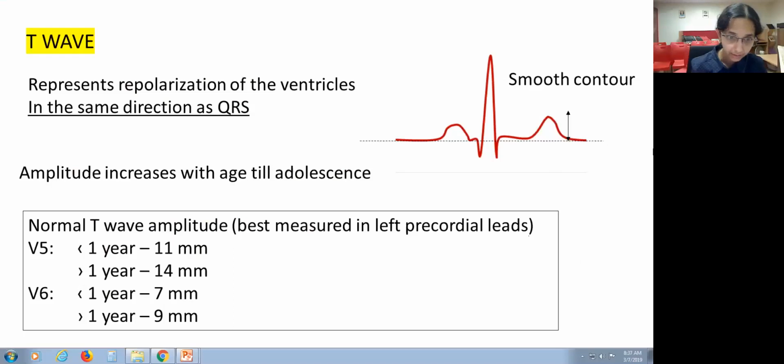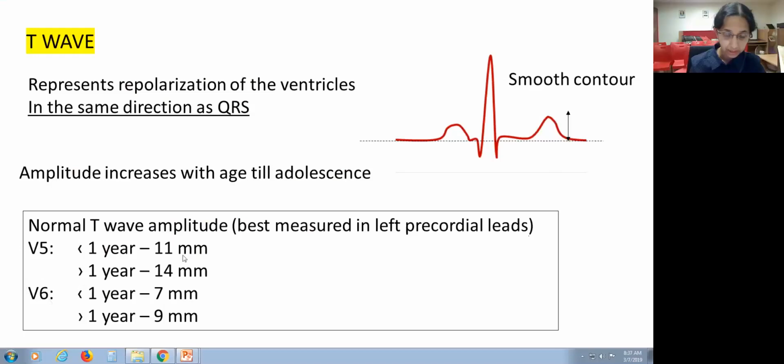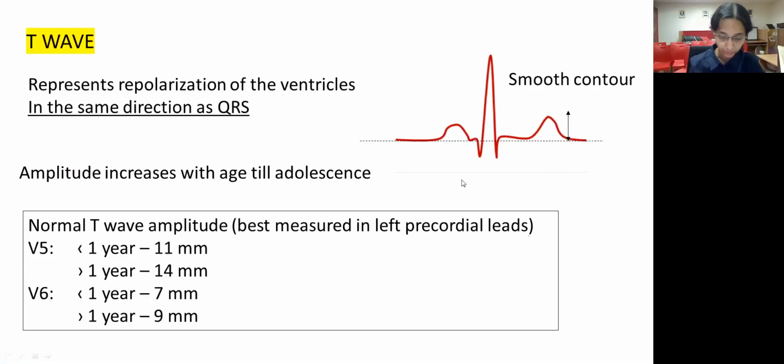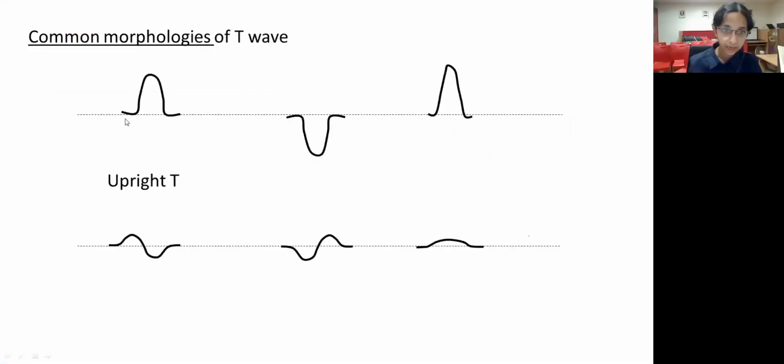The T waves are interestingly seen a little larger in lead V5 compared to V6. And another interesting thing is that T waves gradually increase in amplitude till adolescence. They go from 11 to 14 millimeters. So remember that you can have significantly sizable T waves and they could still be normal in amplitude. Now, normally the T wave is upright.